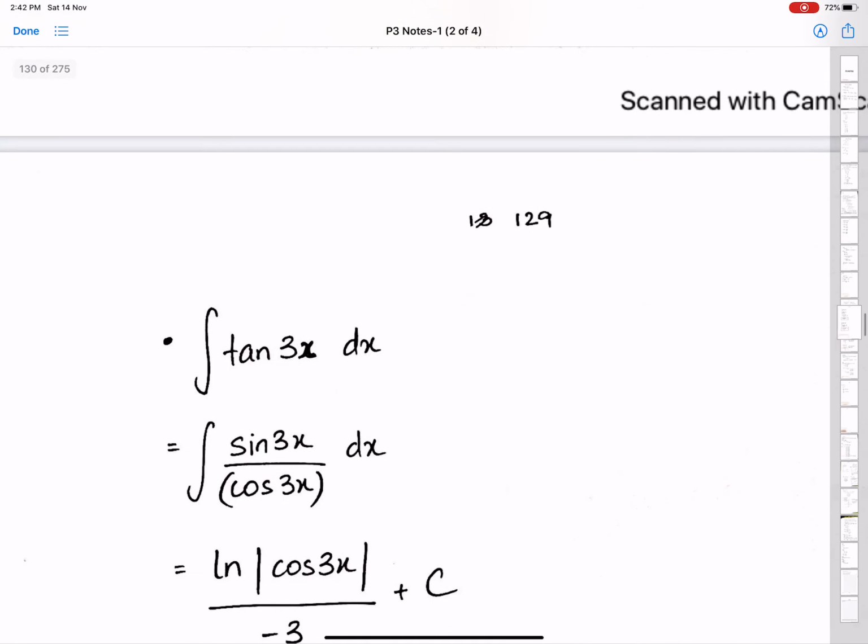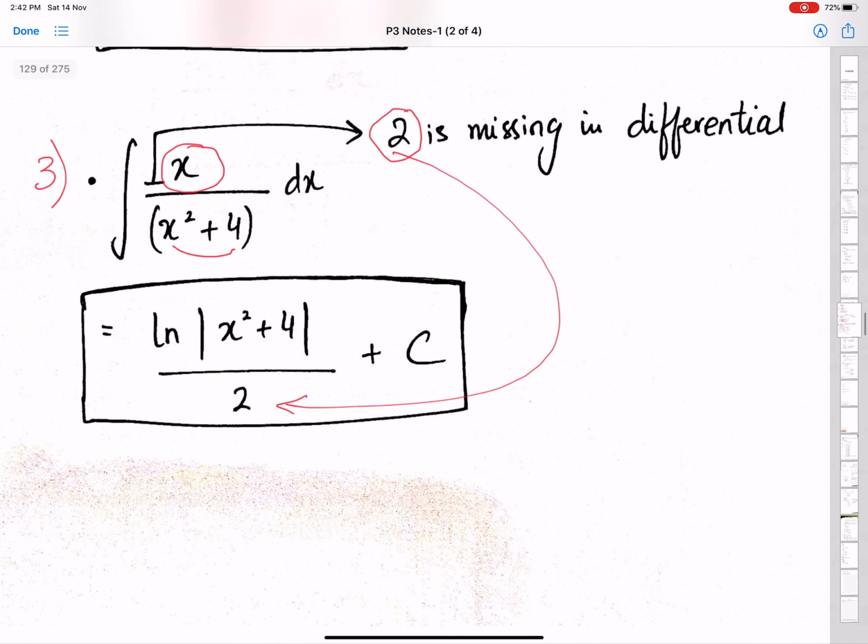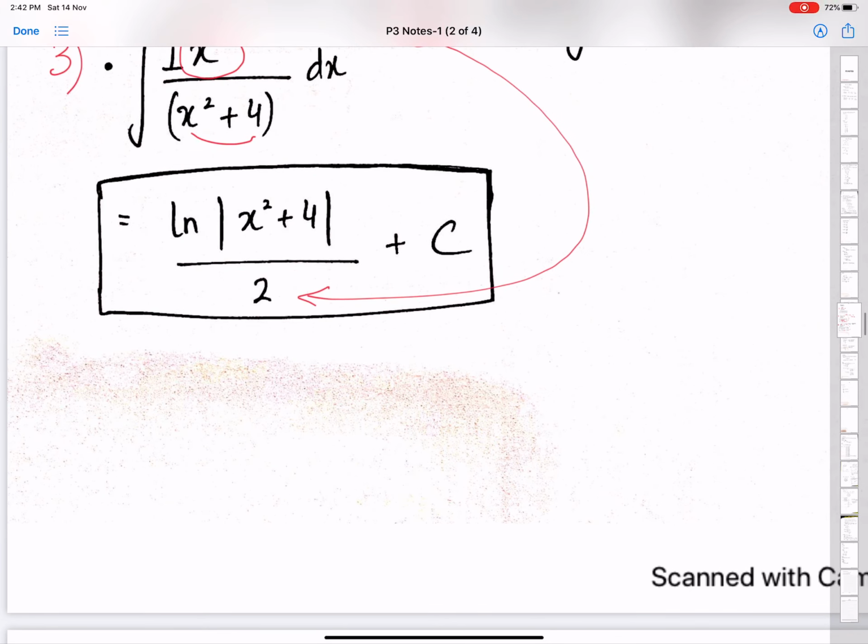Now let me discuss this example. Example number 4. Now this is very important. What if we had this thing?